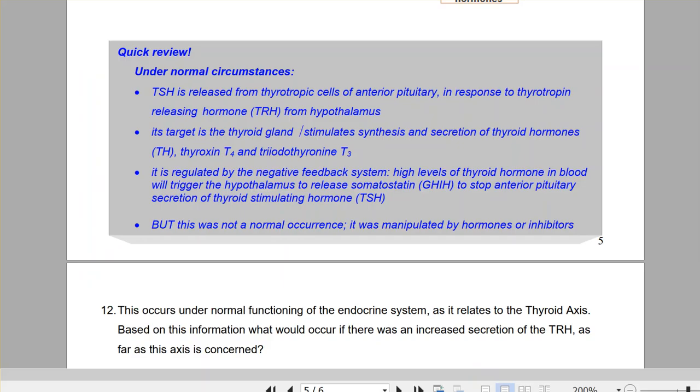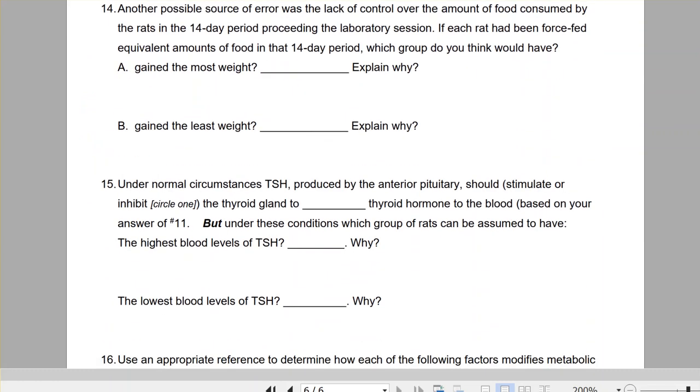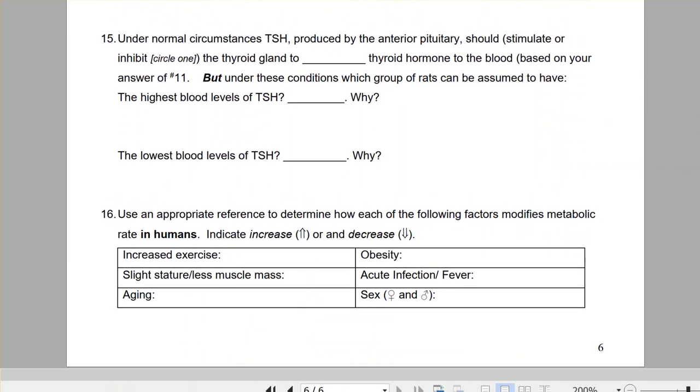So there's a nice review here in your lab report of the function of TSH, what happens in order. And then you're going to answer some questions about thyroid levels and what they mean. And that's about it. So that's your lab for the week.